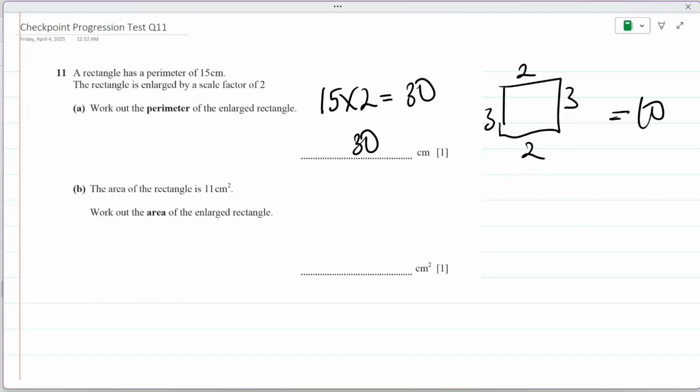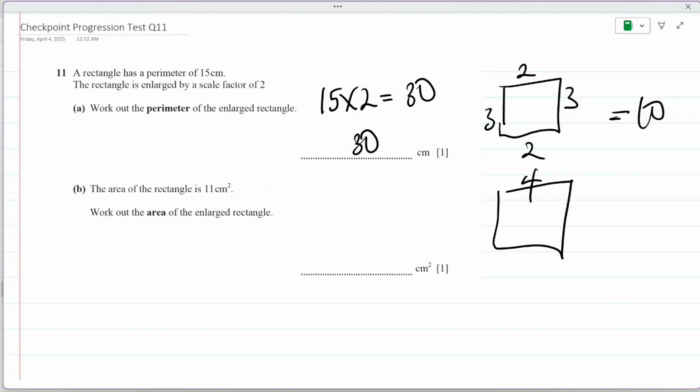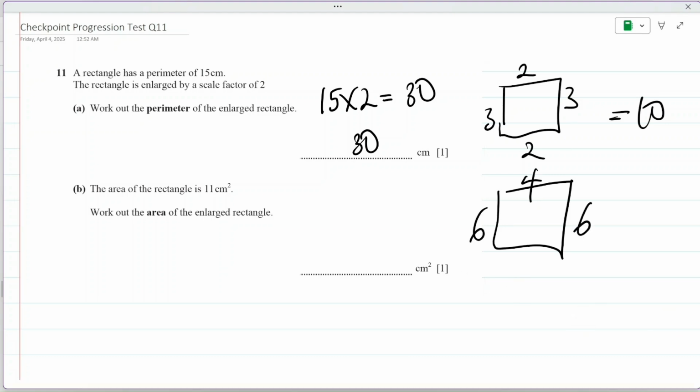Let's say we now enlarge this rectangle by a scale factor of 2. So instead of having 2 here, you'll be having 4. That's 2 times 2, that's 4. We've enlarged it by multiplying it by 2. Then the 3, we enlarge it by multiplying it by 2. So 3 times 2 is 6. And if this is 6, this is also 6. And if this is 4, this is also 4.